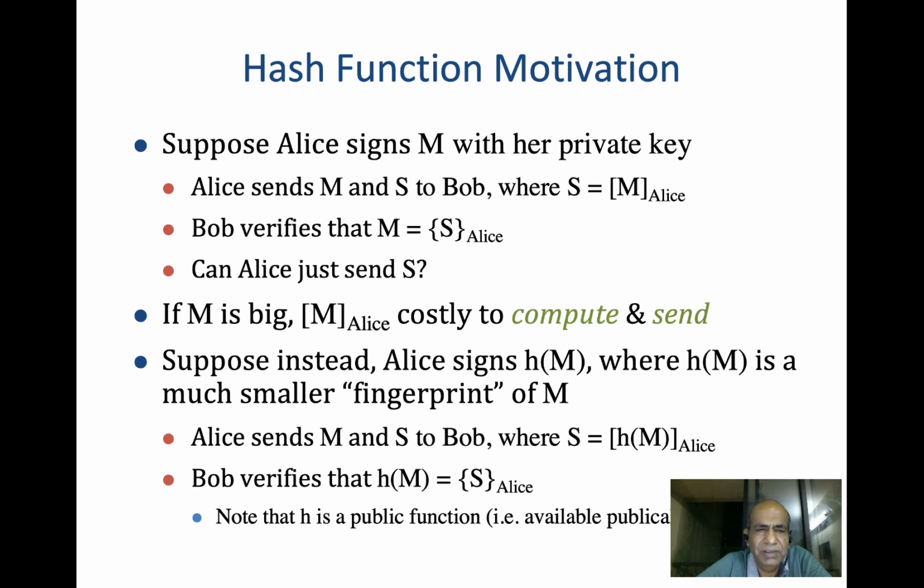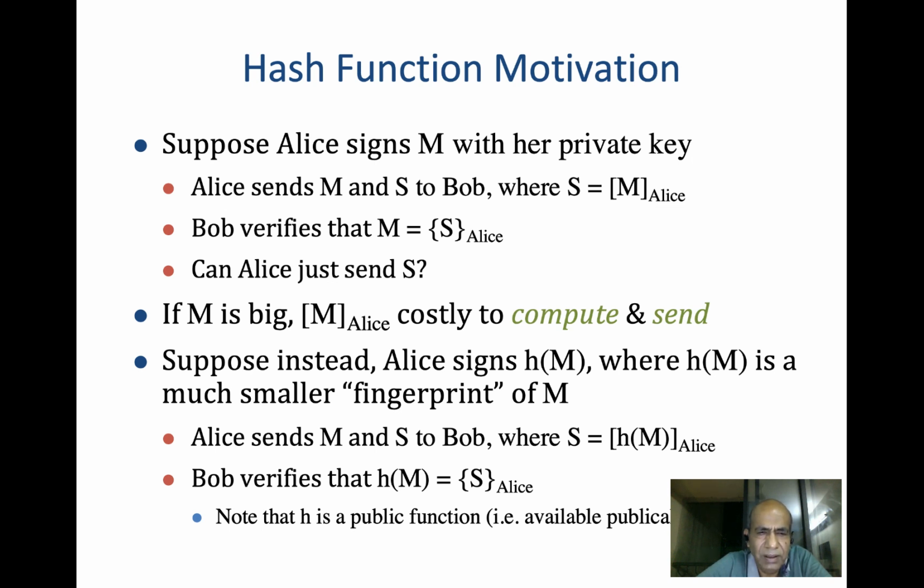Now, the answer of this is that if M is big, then encryption of that with private key is also big. So it means that this is expensive to compute and send because they're long in length, and also it takes time to compute the encryption.